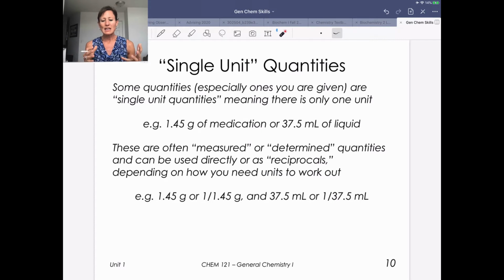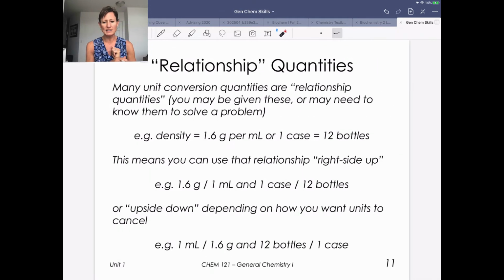These are often things that might be measured or determined, but keep in mind they could be used as what we call a reciprocal. So this 1.45 grams of medication could just be used just like that, meaning it's kind of over 1. It's in the numerator. However, you could use it in its reciprocal form. That would be okay, again, depending on what the units of your problem are. And we're going to practice and see lots of examples of how to use things like this. So that's a single unit quantity.